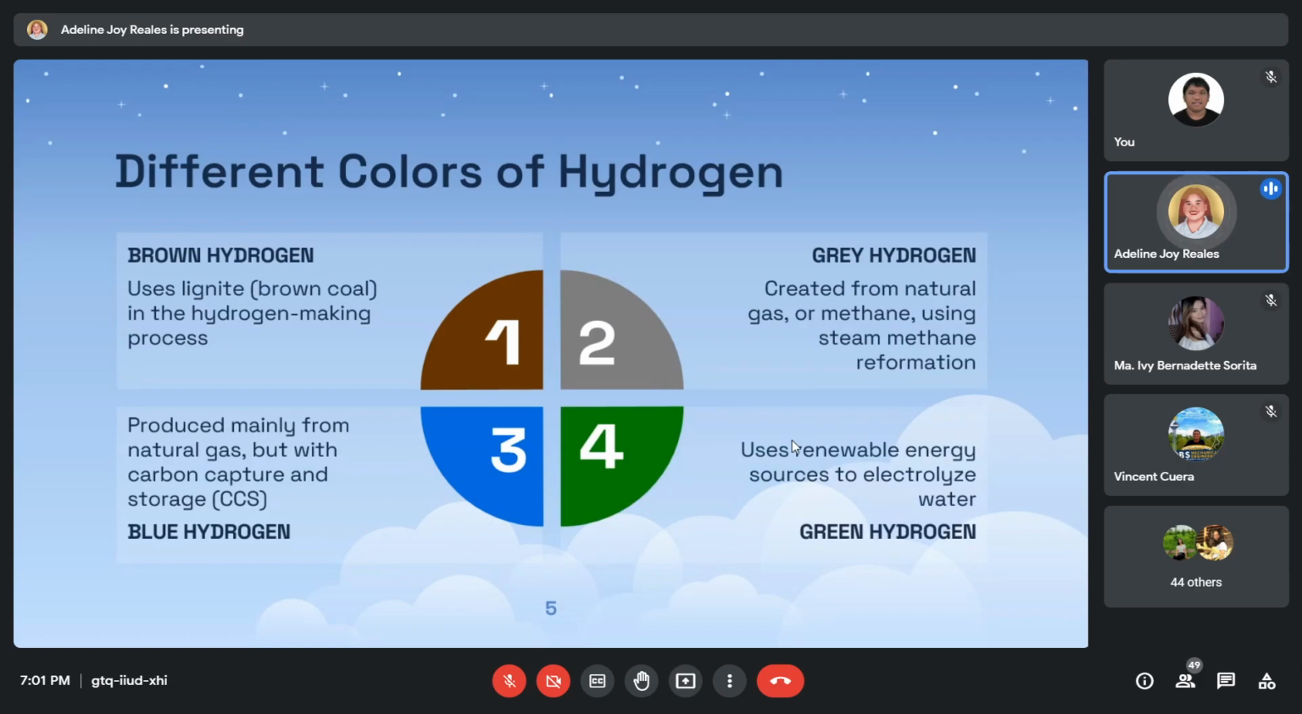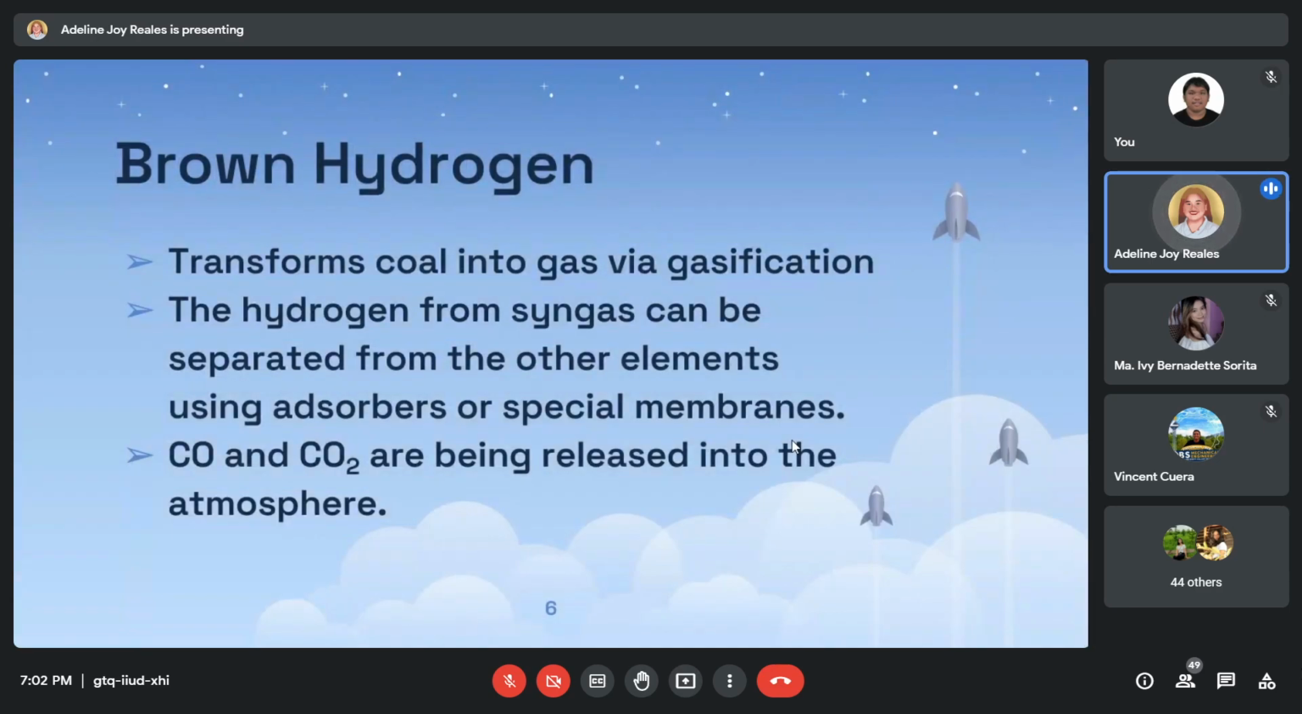When you search the internet, you will find a couple more colors that signify other production methods. But these four colors are the most common colors of hydrogen that we will discuss in detail starting now. Brown hydrogen transforms coal into gas via gasification. According to the previous slide, the brown color is from the brown coal used to produce hydrogen.